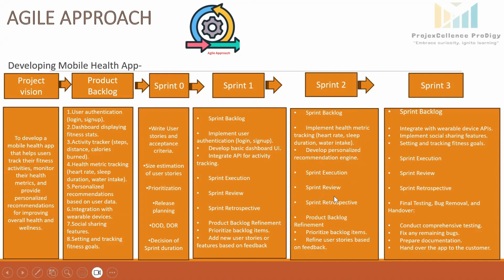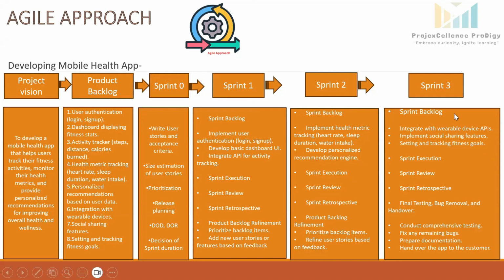The daily scrum meeting will be done. At the end of the sprint, the sprint review meeting will be called. The sprint retrospective will be done, and at the end of the sprint retrospective meeting, the product backlog refinement exercise will be done for the next sprint.